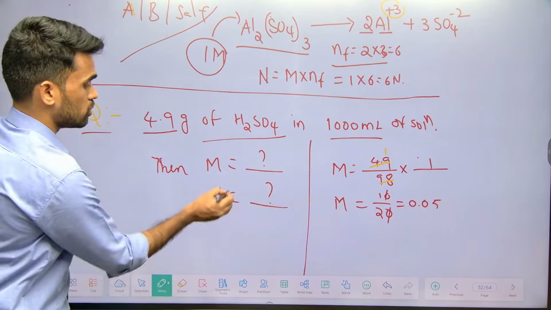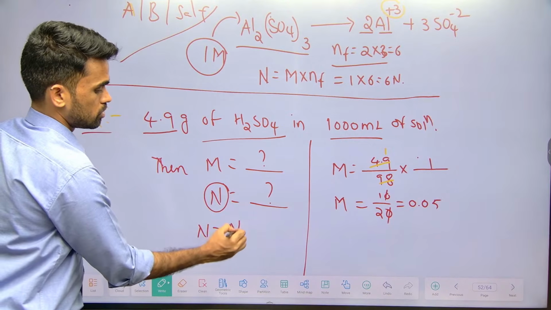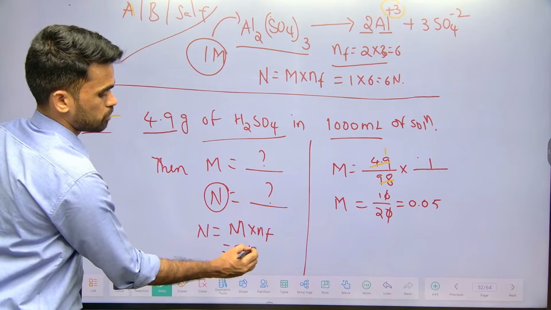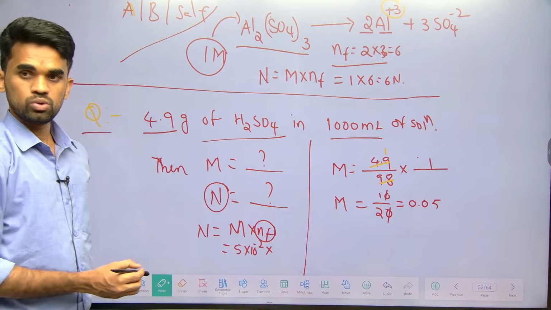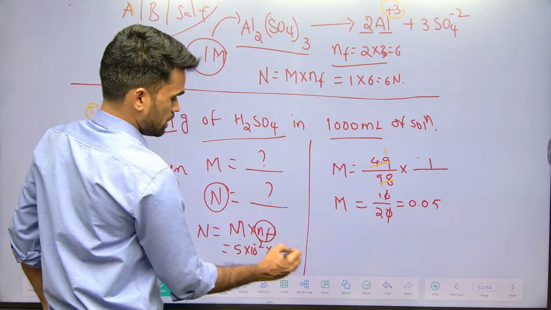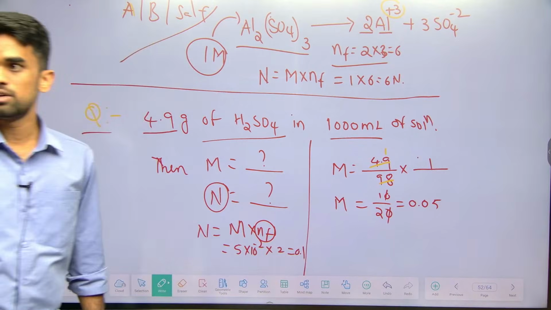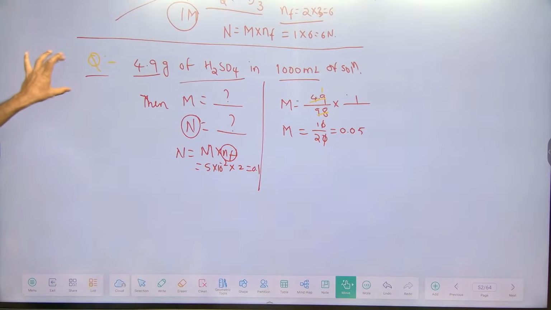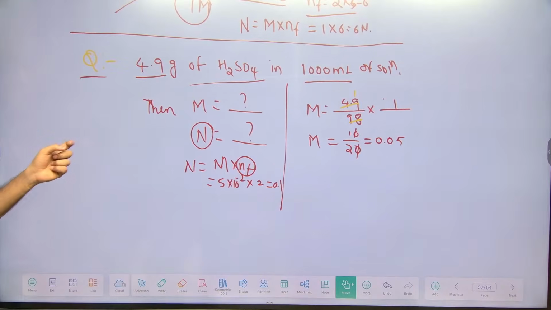Now what I am asking you? What is the relation? So 5 into 10 power minus 2 into n factor for sulfuric acid, which is 2. So it will be 10 into 10 power minus 2. I can simply write 10 power minus 1, that is 0.1. So this is how you can write it finally. Done everyone?